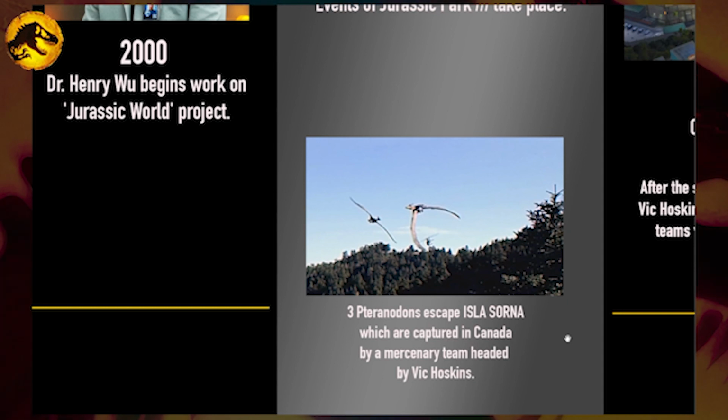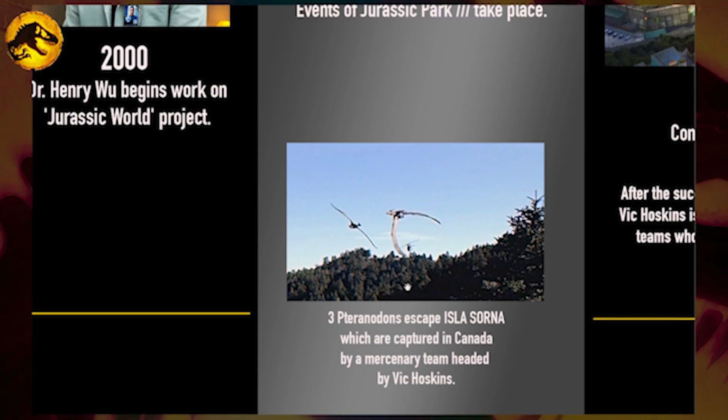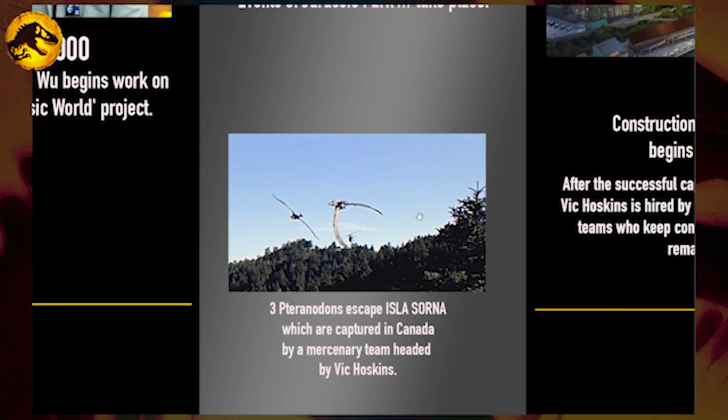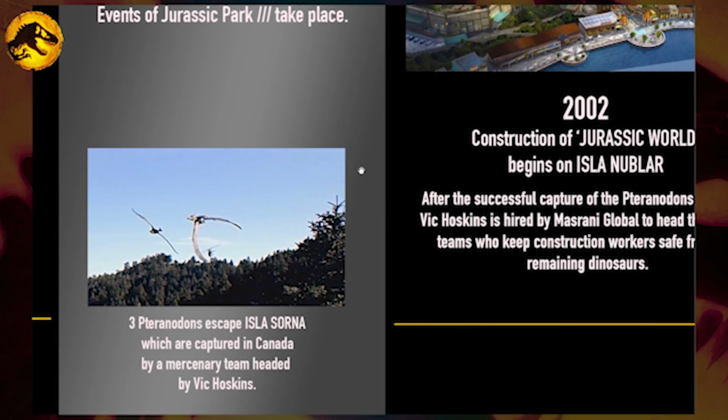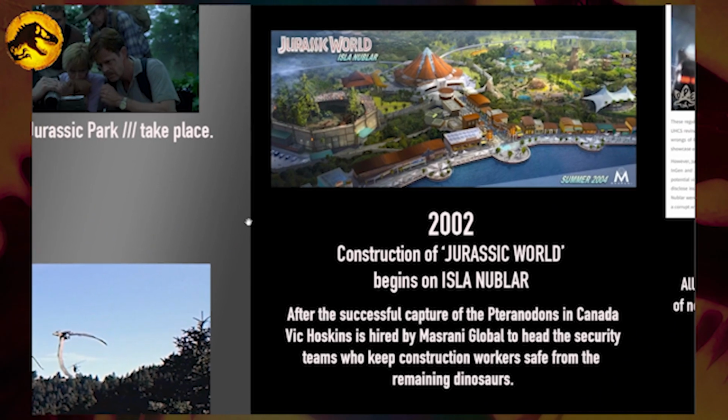And via all of the marketing websites, the viral marketing websites, you learn that those 3 pteranodons were captured in Canada by a mercenary team headed by a guy called Vic Hoskins. And this image here is from a video of that incident that can be found on dinotracker.com. If you go to Vancouver, Canada, and dig around there, you'll find the Easter egg of that. So that closes that loop of what happened to those pteranodons, and Vic Hoskins gets hired.